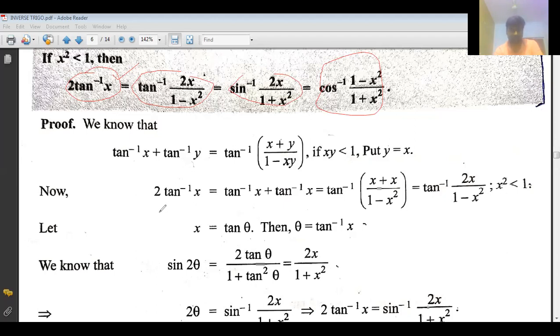See here, 2 tan inverse x, we are going to write as tan inverse x plus tan inverse x. So the formula for tan inverse of x plus x, this formula we'll discuss later. Okay.